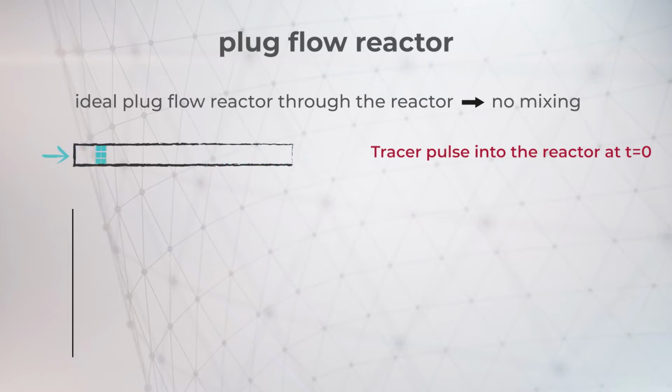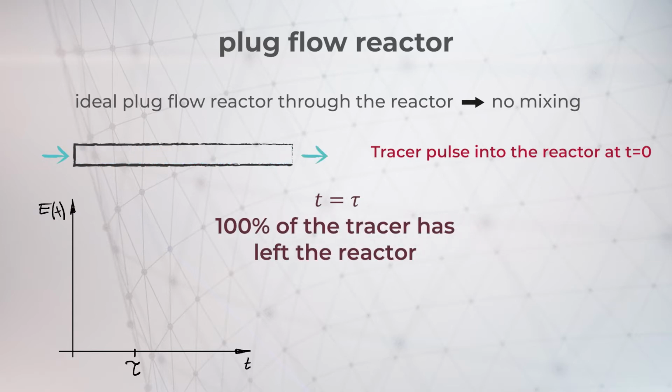We have our x and y axis. Time t is the x-axis, and on the y-axis is E of t. You remember, E of t is the differential distribution function, or exit age distribution. So if at t equals 0 our bulk enters the reactor, it will leave altogether at a later point in time. This time is equal to tau. This is because in this ideal case the mean residence time is the time at which all material leaves the reactor. So the function would look like this.